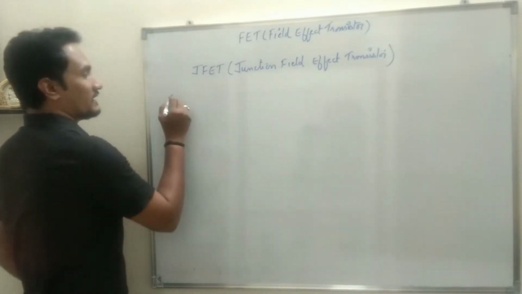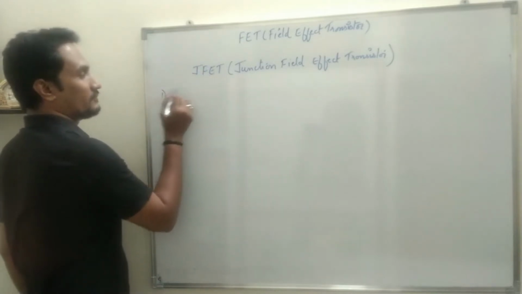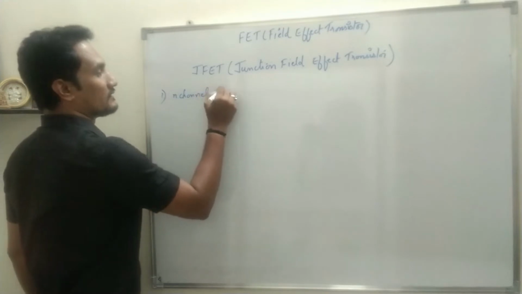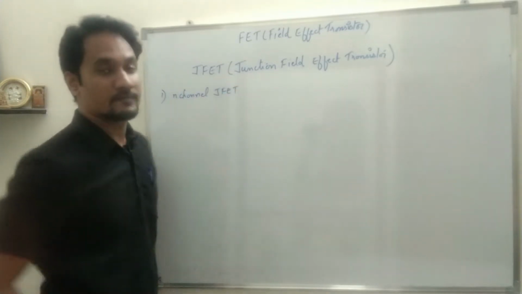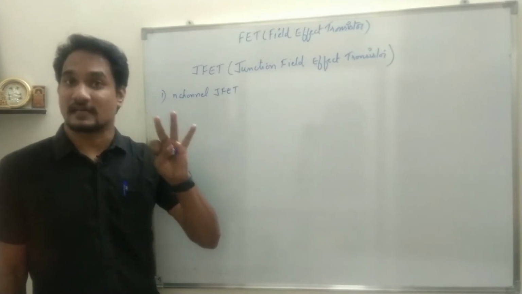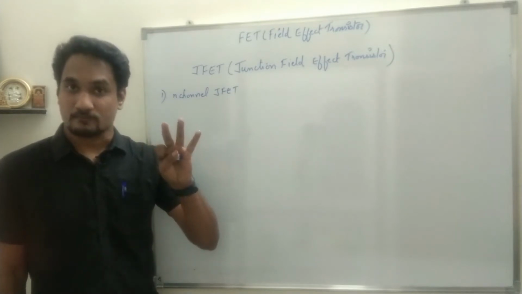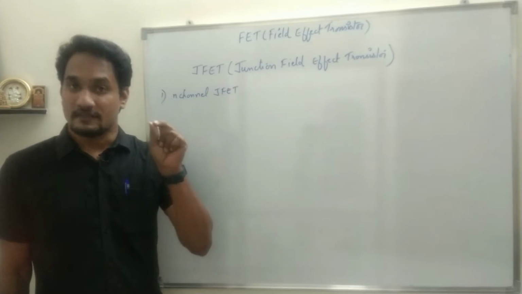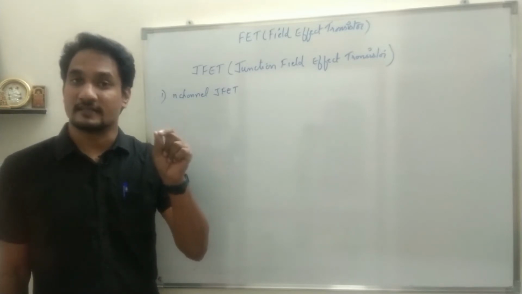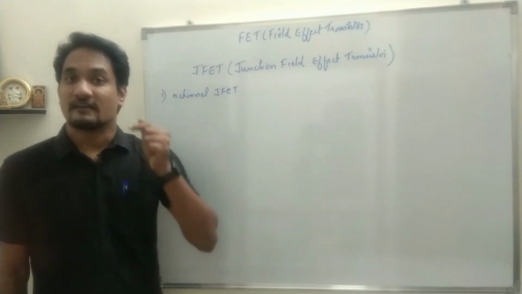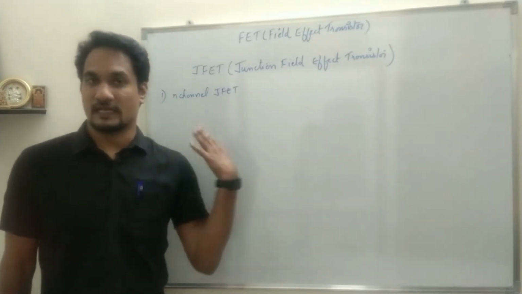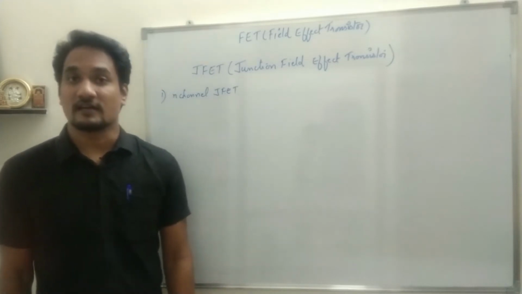In N channel, suppose the first type we will try to understand is the N channel JFET. As I said, BJT has 3 terminals: emitter, base, collector. In this JFET again we have 3 terminals. The 3 terminals are source, drain and gate. I will tell you the meaning when I explain the construction.